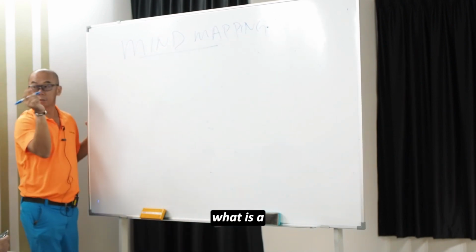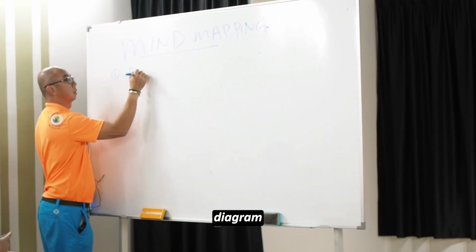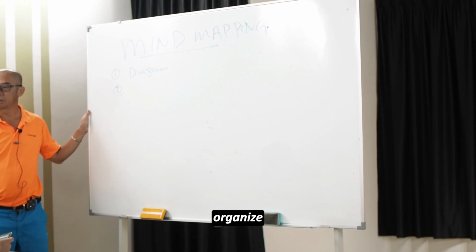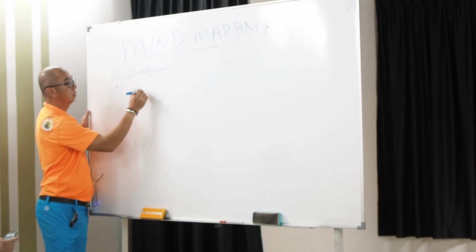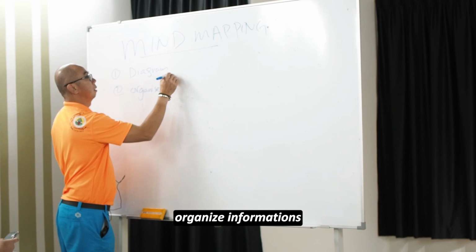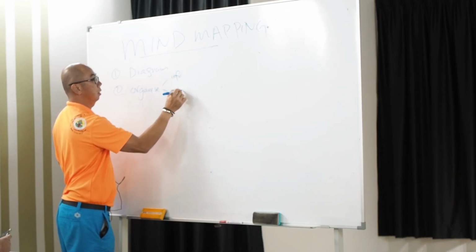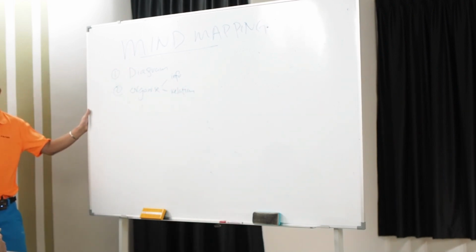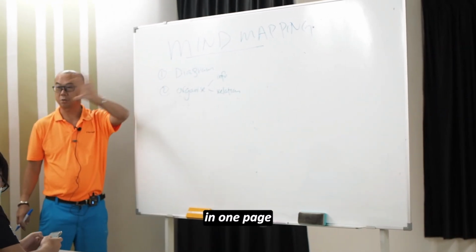A diagram that organizes information and shows relations. Organize information and showing relation. That's it. In one page, something like that.